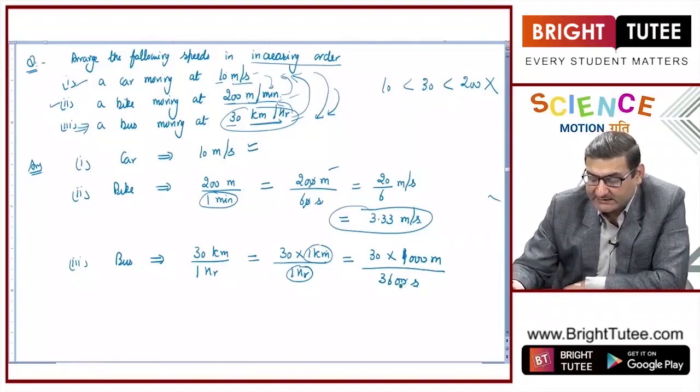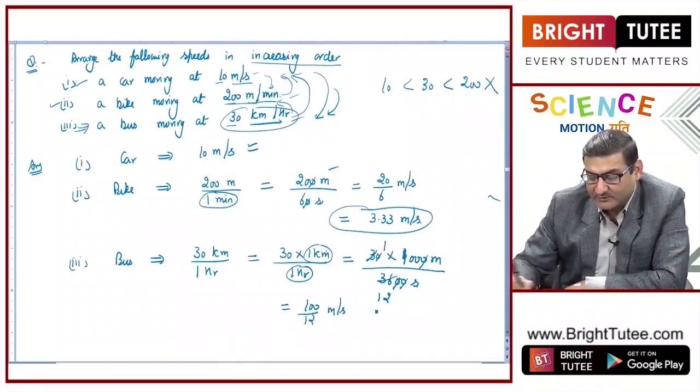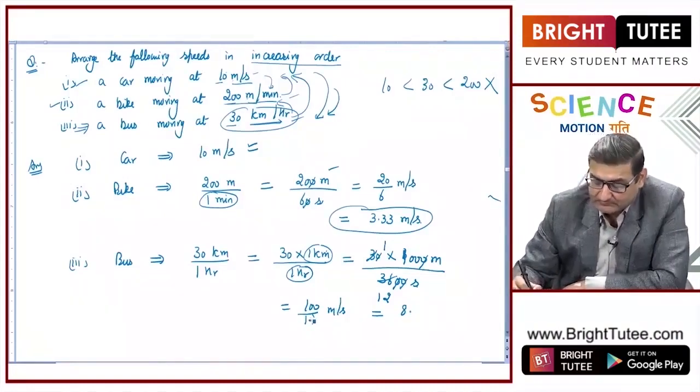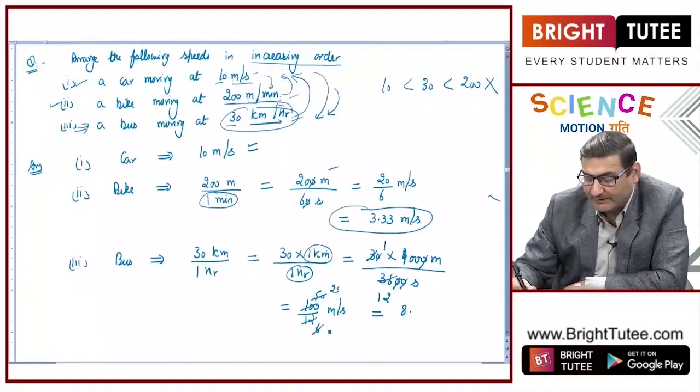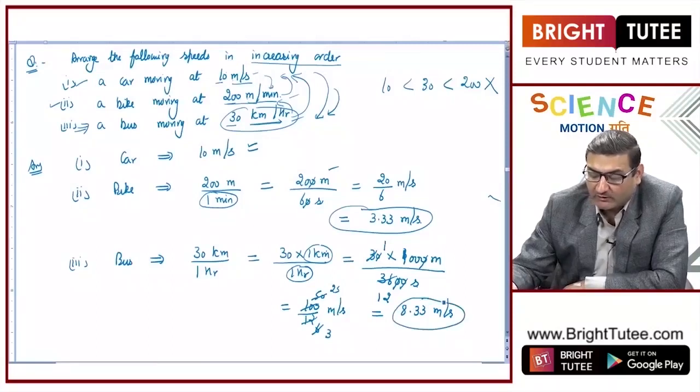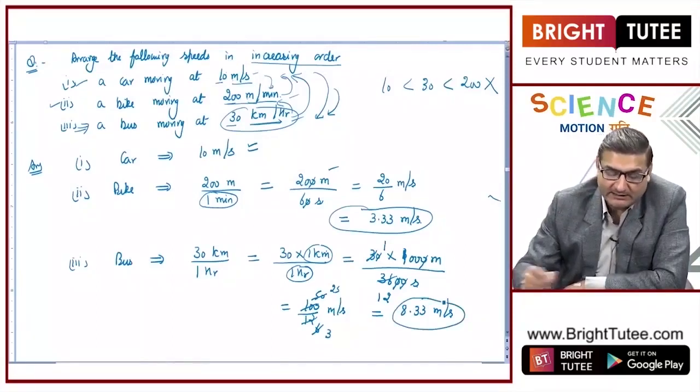Now, simply I will just cut off the values. These zeros are being cut off. I will cut off the 3s, and 3 twelves are 36. So, it comes out to be 100 upon 12 meters per second. If I calculate it further, dividing it, I will get a value of 8 point something. Let us check it. This is 50/6 or 25/3. I will calculate 8.33 meters per second.